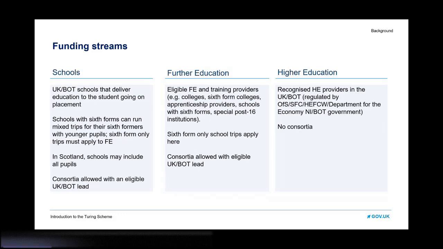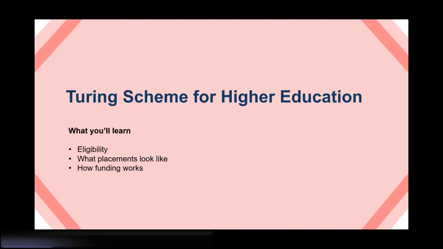Recognised higher education providers should apply to the higher education stream for students on higher education qualifications, including recent graduates of the same provider. You can make one application per funding stream. In this section on Turing Scheme funding for higher education, we'll cover the essentials for higher education applicants: eligibility, what placements look like, and how funding works. Use this video as a primer, then read the HE guidance on gov.uk for the full rules. Remember, you can only make one application to the higher education funding stream.